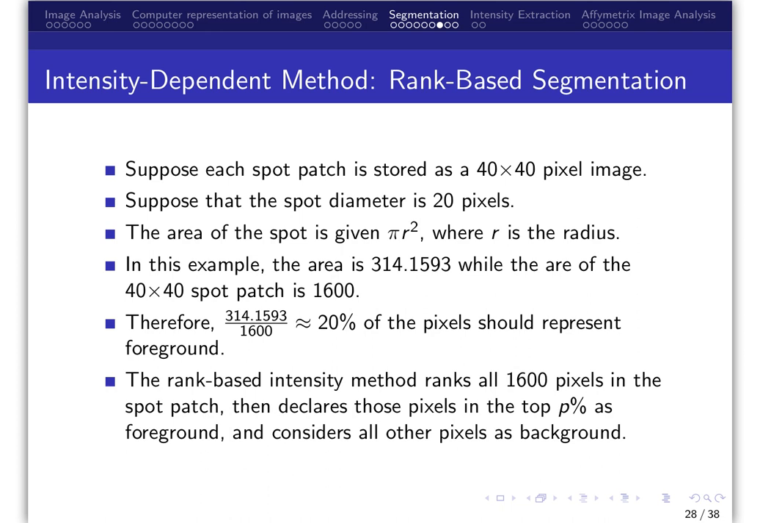Suppose each spot patch is stored as a 40 by 40 pixel image and that the spot diameter is 20 pixels. We know that the area of the spot is given by pi times r squared, where r is the radius. In this example, the area is 314.1593, while the area of the 40 by 40 spot patch is 1600. Therefore, approximately 20% of the pixels should represent foreground. The rank-based intensity method ranks all 1600 pixels in the spot patch, then declares those pixels in the top 20% as foreground and considers all other pixels as background.